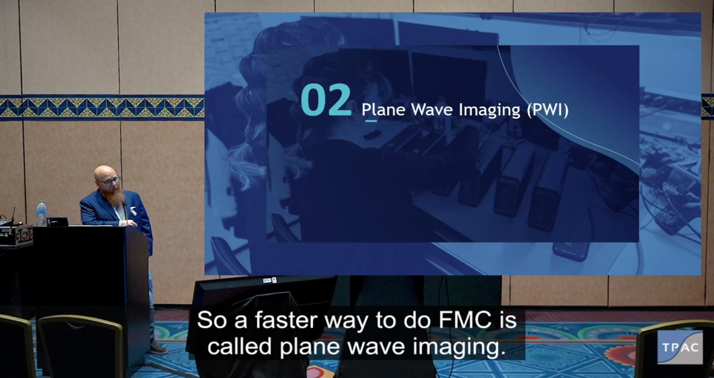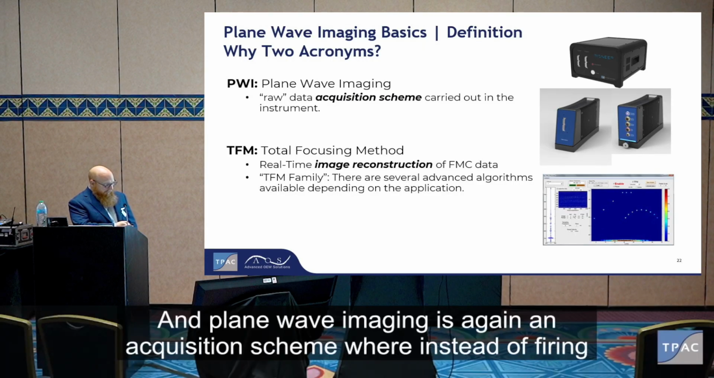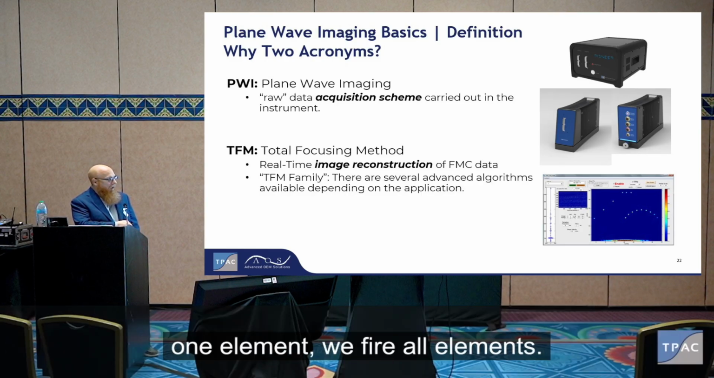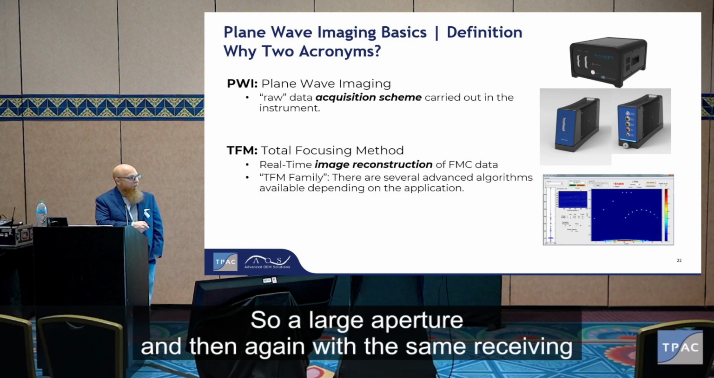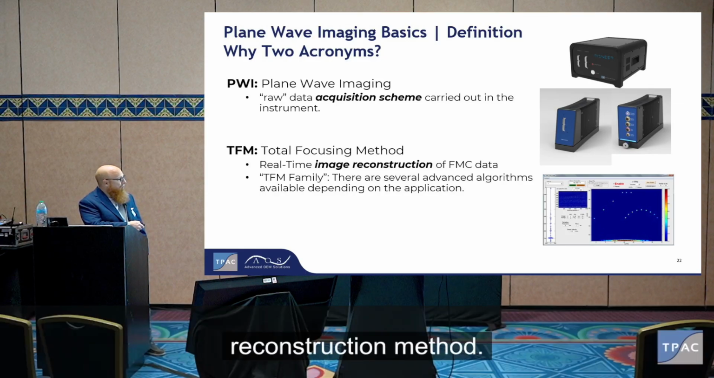So a faster way to do FMC is called plane wave imaging. And plane wave imaging is, again, an acquisition scheme where instead of firing one element, we fire all elements, so a large aperture. And then again, with the same receiving on all elements, we carry out an image reconstruction or post reconstruction method.